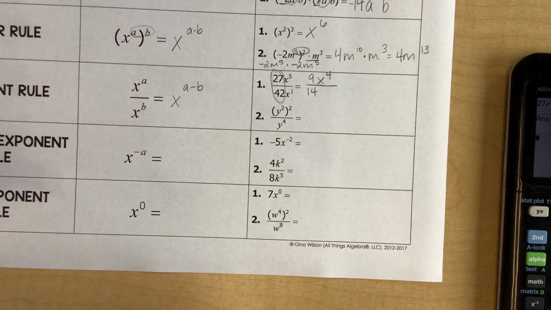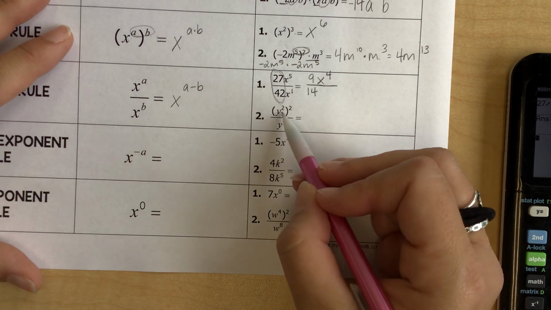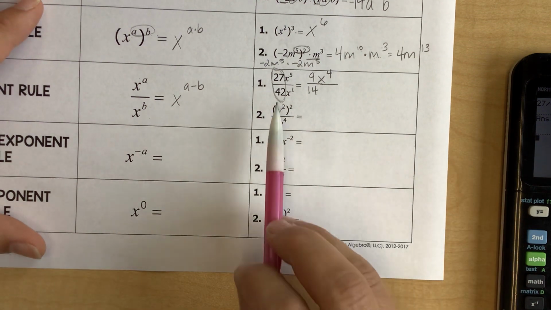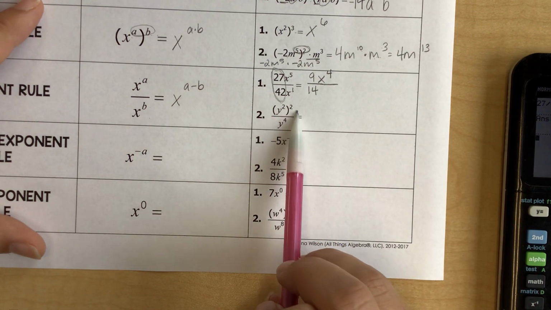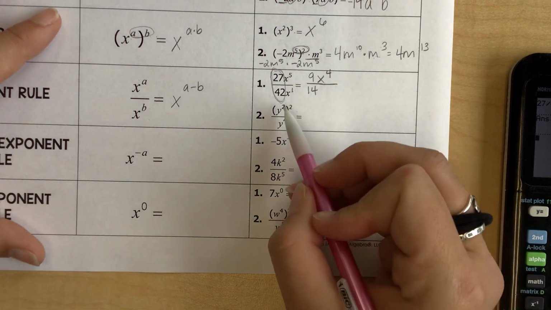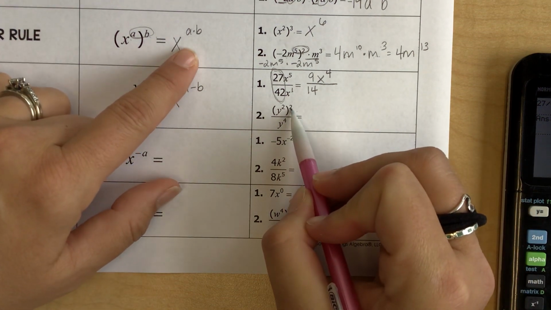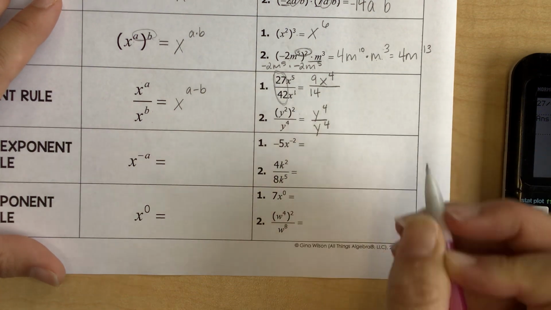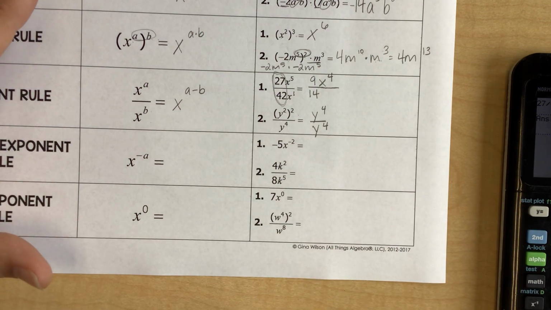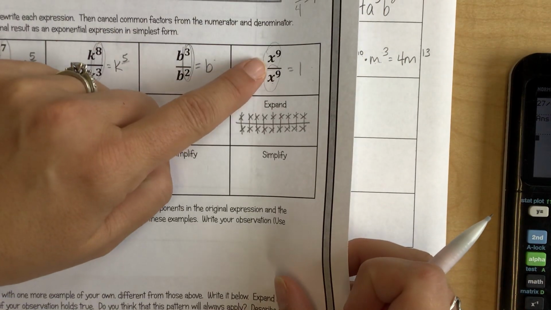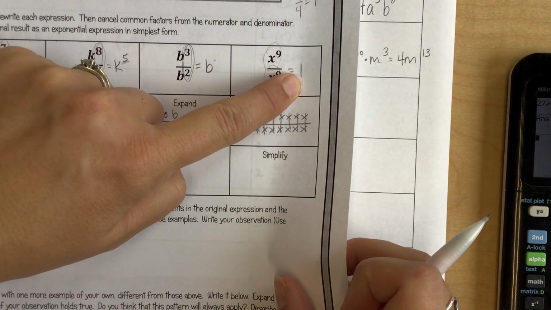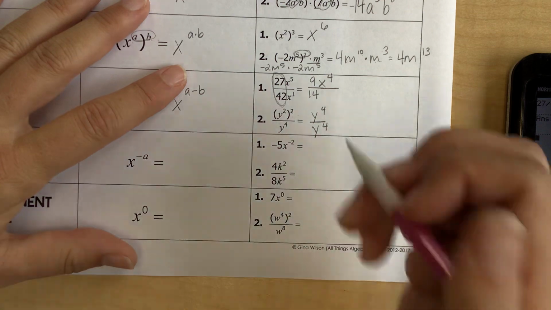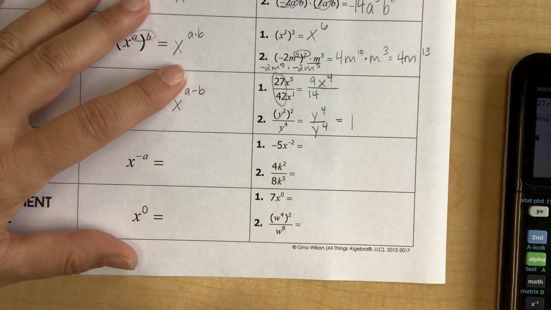Okay? All right, down on the bottom. So we're kind of doing a couple rules all in one. So we have y squared raised to the 2nd. So power to a power, remember we said we multiply. So this is y to the 4th over y to the 4th. And remember from this paper, we said that if you have the same thing on top as on the bottom, that it always equals 1. So then this equals 1, okay?